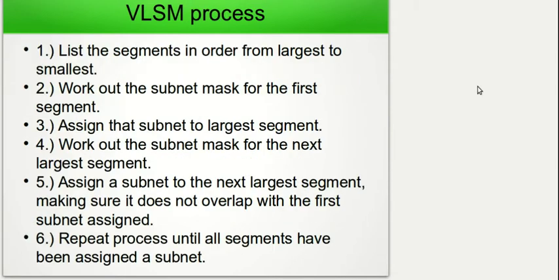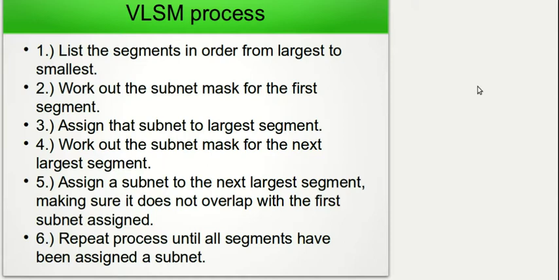With variable length subnet masking, there's a process that we can follow in order to ensure the variable length subnet masking is as easy and as smooth as possible. The first thing we're going to do is list segments in order from largest to smallest. As an example, let's say we have 10 VLANs. 2 of the VLANs have 50 hosts, 3 VLANs have got 40 hosts, and the other 5 VLANs have got 500 hosts. What we would do is list segments in order from largest to smallest.